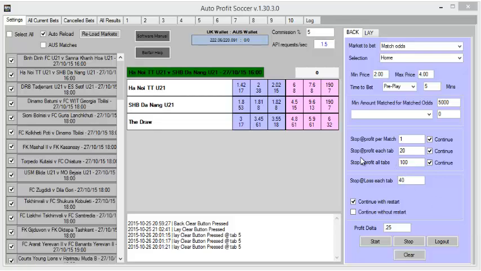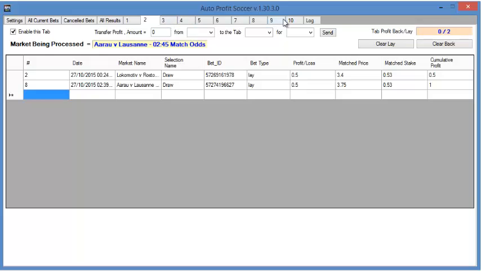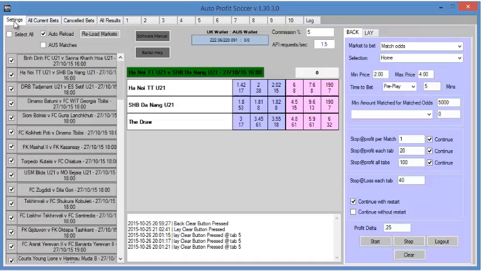First of all, the software is looking at recovering our losing stakes until we hit a winner. In order to do this, we have at the top here 1, 2, all the way through to 10 different tabs, and each tab will be an ongoing recovery within itself. So we're not necessarily looking at one game finishing and then starting another game and then starting another game. That would mean we would only get maybe 3 or 4 or 5 games maximum in a day.